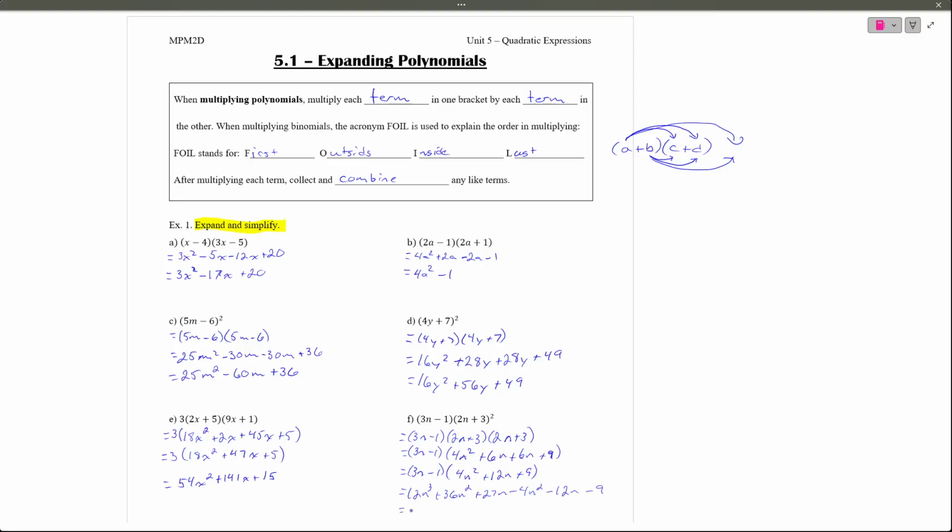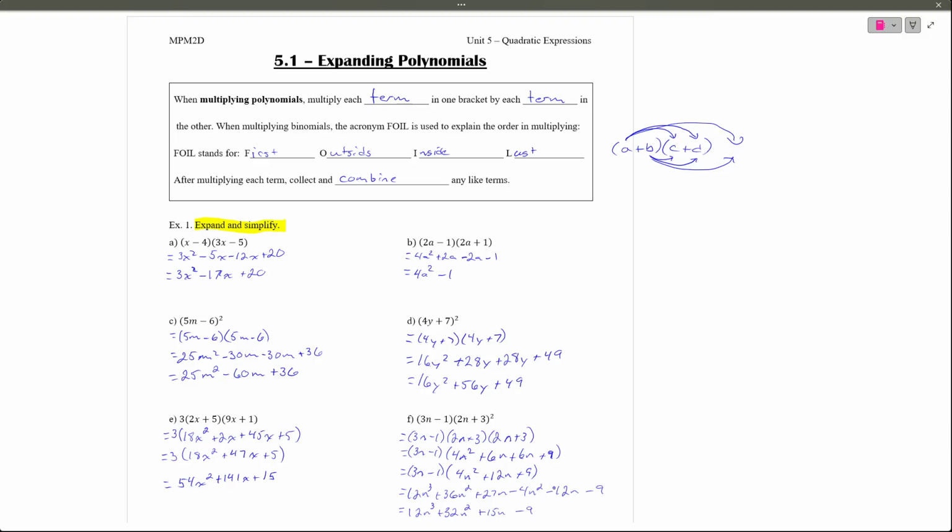So we had to collect all of our like terms. I only have 1n cubed, so that's going to be left alone, 12n cubed. How about n squares? I got two of those. I have 36n squared and minus 4. So this is going to give me plus 32n squared. And then we have 27n. Do we have any other n's? Yes, I have a minus 12 there. So that's going to be the same thing as 15n. And then finally, there's only one constant, which is the minus 9.